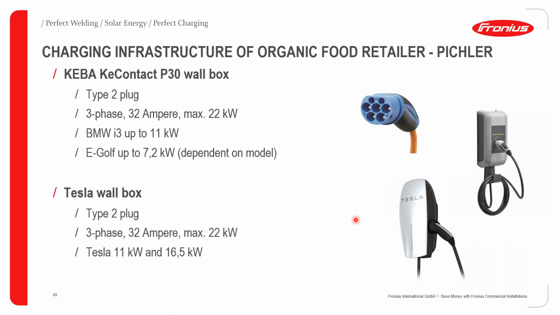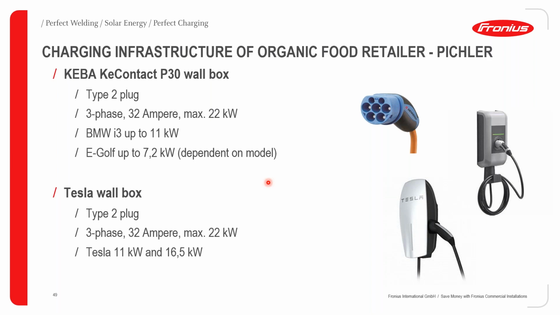So for the charging boxes installed in this company, we have the IKEBA P30 wall box and then the Tesla wall box. So he implemented the IKEBA to charge the BMW and the Golf, and then the Tesla wall box to charge the Tesla vehicles, the Tesla Model 3 and then Model S. Okay, so we're going to look at the detail of these wall boxes.